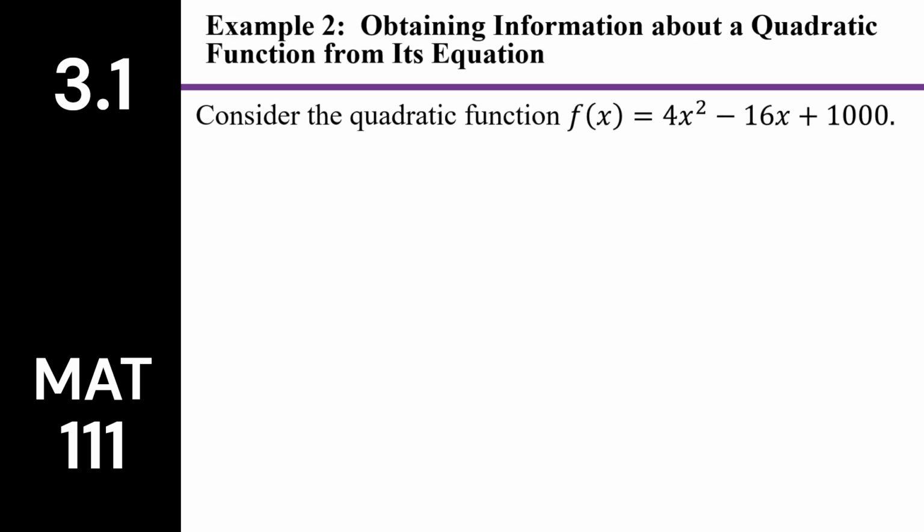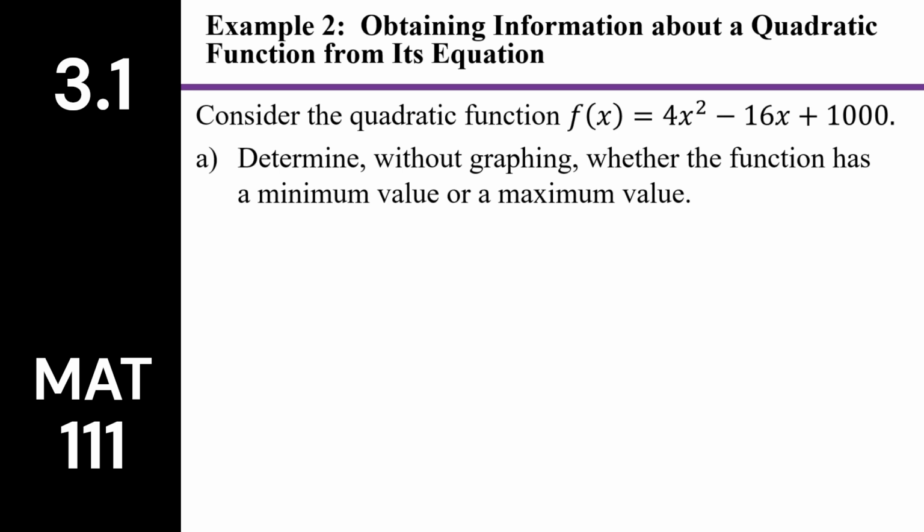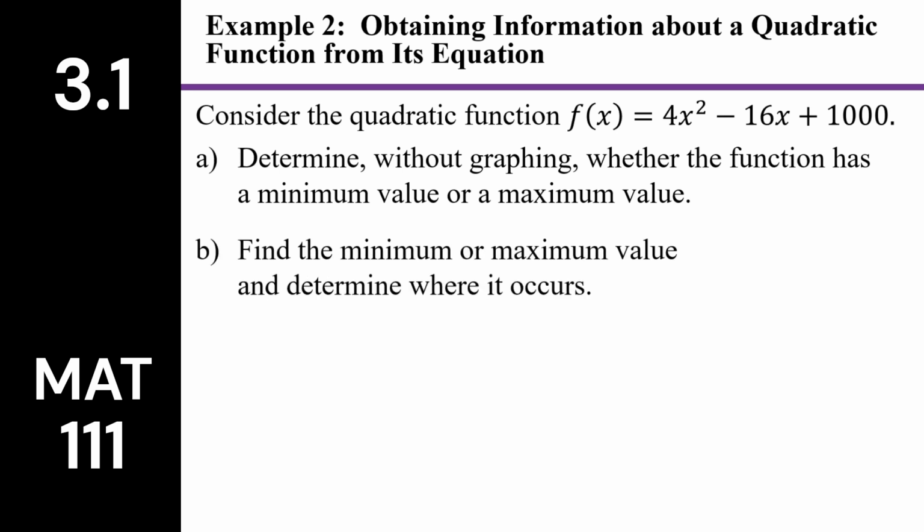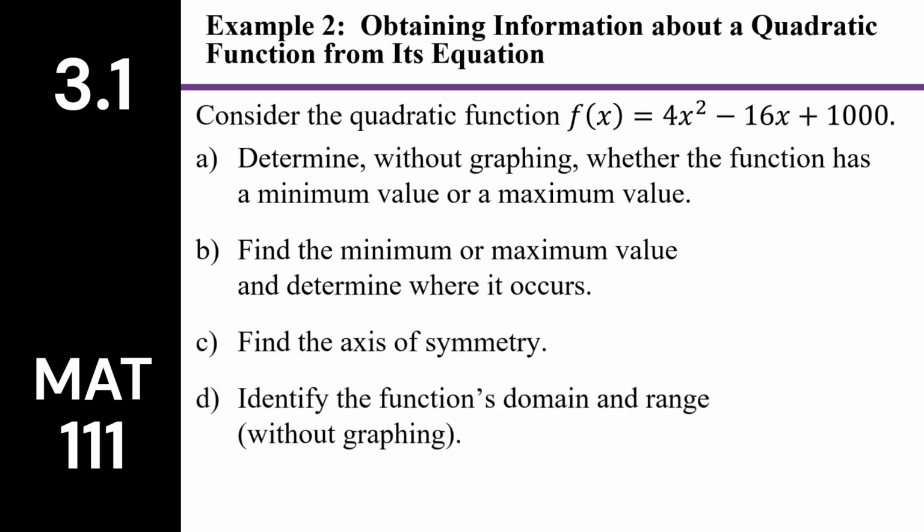Example 2. Consider the quadratic function f of x equals 4x squared minus 16x plus 1,000. Part A, we want to determine without graphing whether the function has a minimum value or a maximum value. Then we'll find that minimum or maximum value and determine where it occurs. We'll find the axis of symmetry, and we'll identify the function's domain and range without graphing.